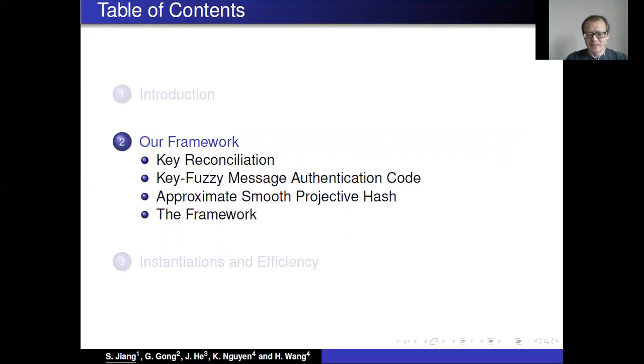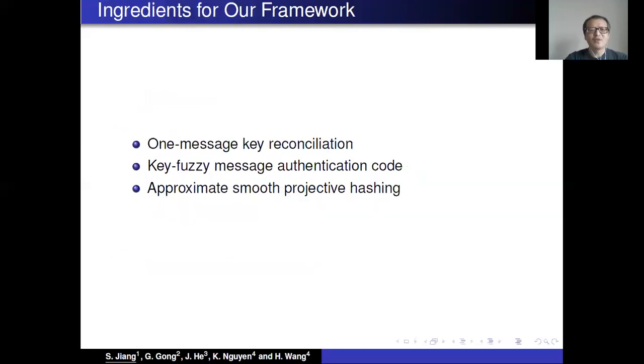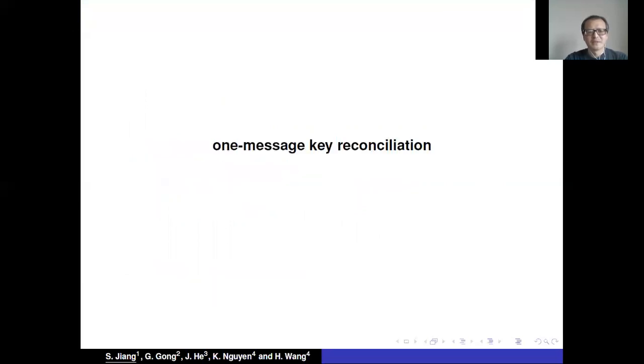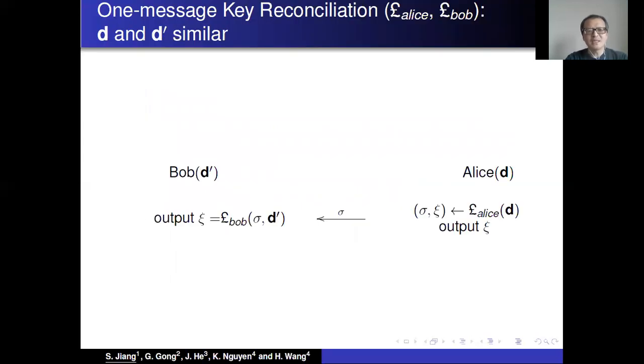So then we talk about our framework. The framework has three ingredients. The first one is one-message key reconciliation. In this setting, the two parties, Alice and Bob, are initialized with similar secrets, Alice with d and Bob with d prime. They have a short distance, and they want to share a common secret.